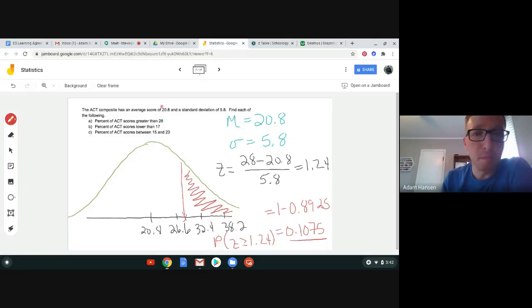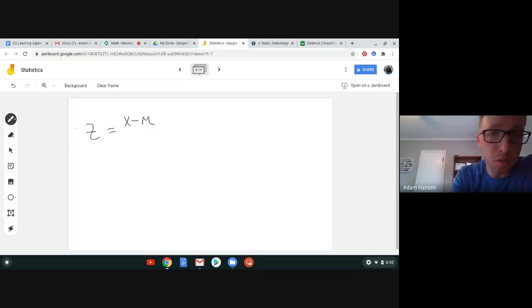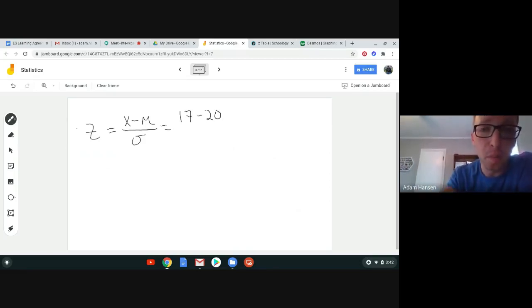For part B, I want the percent of ACT scores that are lower than 17. Well, let's go ahead and find another z-score. Lower than 17, so x minus mu divided by sigma, using the same standard deviation and mean from before. 17 minus 20.8 divided by 5.8 gives me a z-score of negative 0.66.